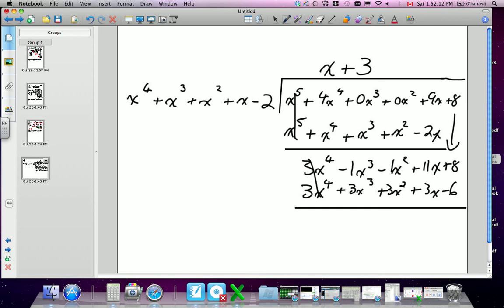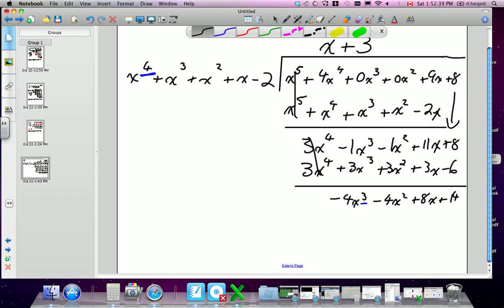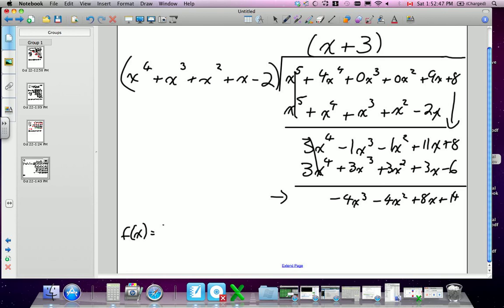1 subtract 3, so negative 4x cubed. 1 subtract 3 again, negative 4x squared. 11 subtract 3 is 8. And 8 plus 6 is 14. I now have an exponent lower than the divisor, so that's where I can stop. So I'm going to have this times this, minus 1, so we get f of x equal to the product.